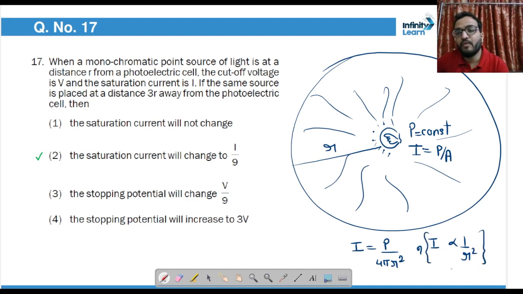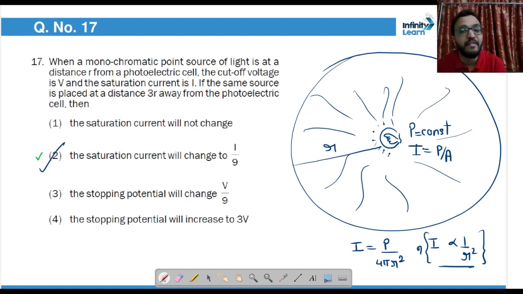And we know that in the photoelectric effect, the current depends upon the intensity. If the intensity reduces, the number of photons per second reduces, so the saturation current reduces, but the stopping potential doesn't change. If you are changing R from R to 3R, intensity reduces 9 times, because if R becomes 3R, intensity becomes I by 9, and similarly the current will also become I by 9. So what is the answer? Second option is correct. Stopping potential will not change.